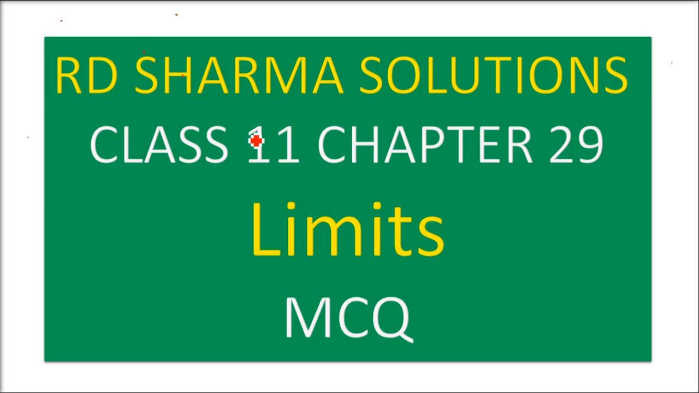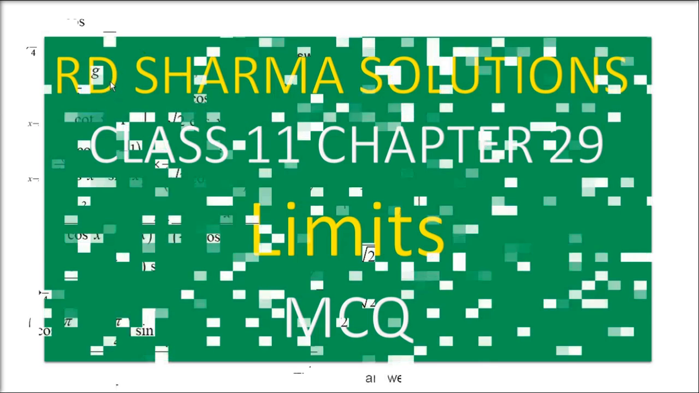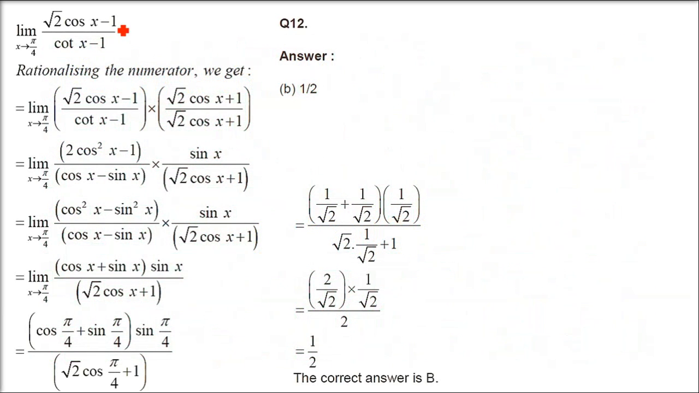This is R.D. Sharma solution, class 11, chapter 29, limits MCQ, multiple choice questions we are doing. Now question number 12: (under root 2 cos x minus 1) by (cot x minus 1), where x is tending to pi by 4.